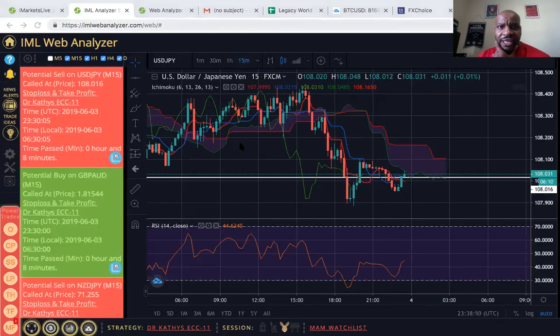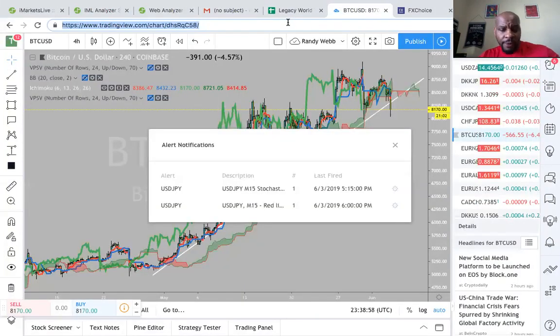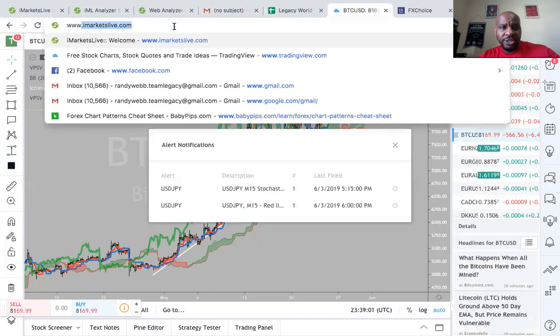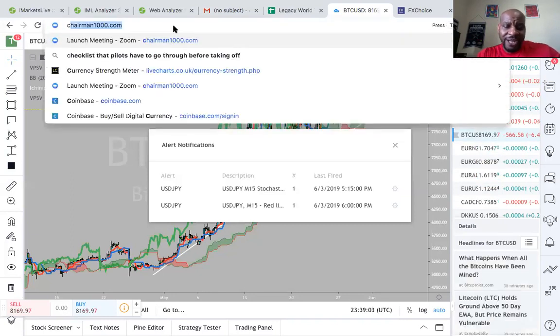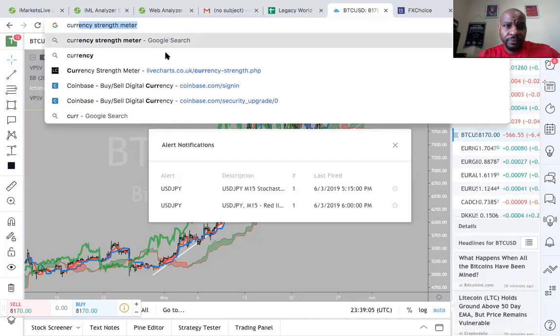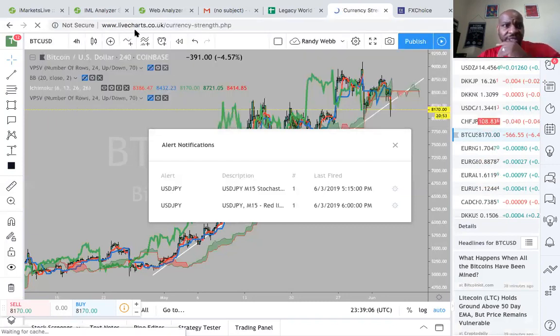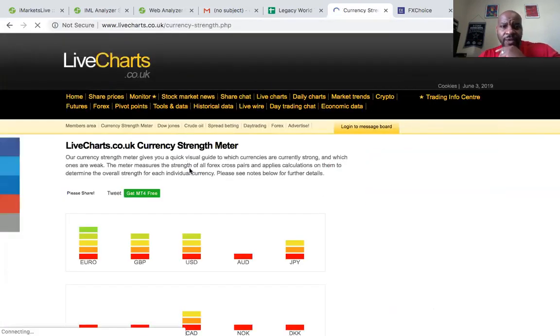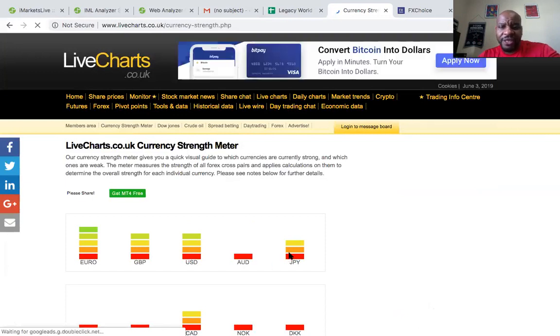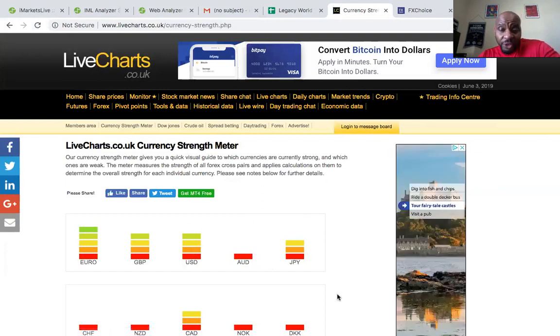One other thing I look at is the currency strength. You can download an app called Currency Heat Wave to your phone, or you can go to a currency strength meter that I'm going to show you right now, livecharts.co.uk. So if we're looking for a sell, we need the JPY to be weaker than USD. Currently, that kind of checks. So USD has more strength than JPY, so we are looking for that to go to the downside.